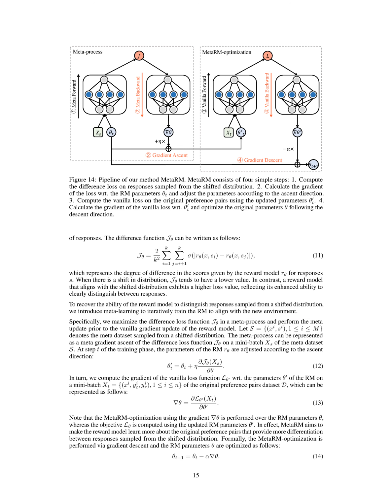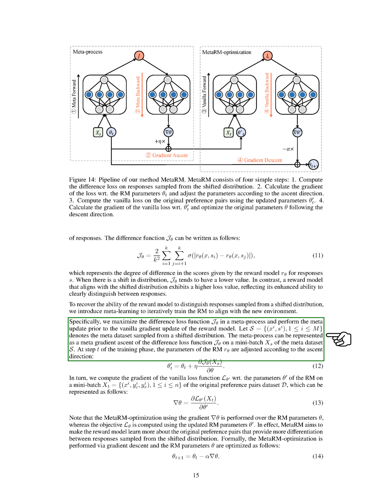Section Summary. In this section, the authors introduce meta-RM, a method that aligns the reward model with the shifted distribution in policy model training. The goal is to maintain discrimination of responses sampled from the new distribution. Meta-RM achieves this by minimizing the loss on original preference pairs while maximizing the differentiation between responses sampled from the shifted policy distribution. Meta-learning is used to iteratively train the reward model to align with the new environment, enhancing its ability to distinguish between responses.